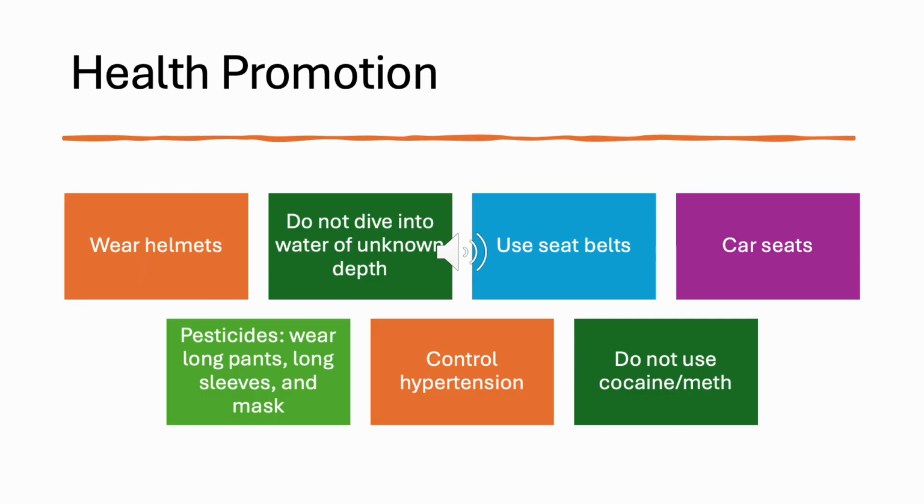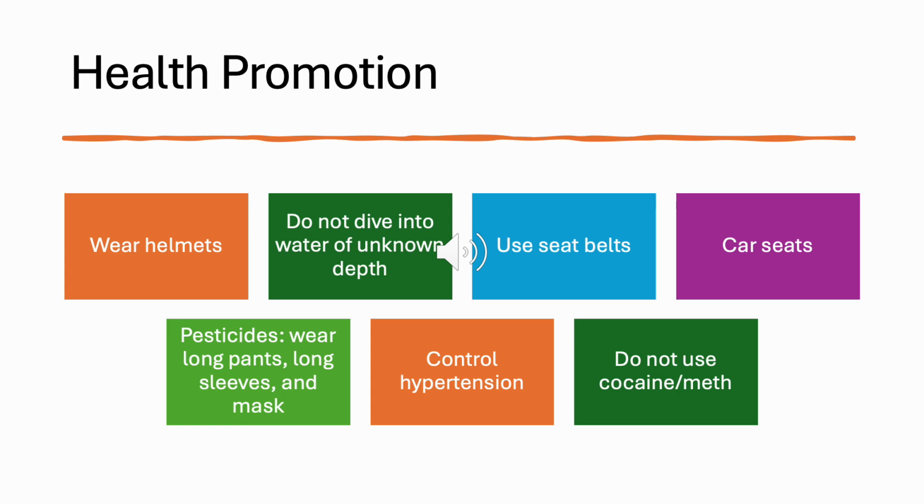Okay, health promotion and maintenance. How do we protect our brain and spinal cord? You need to wear helmets if you're out on a bike, a skateboard, whatever, on a horse. You need to always wear helmets, okay? If you work in a construction site, wear your hard hat. Don't dive into water of unknown depth. That can cause spinal cord injury. Use seat belts. Use car seats.